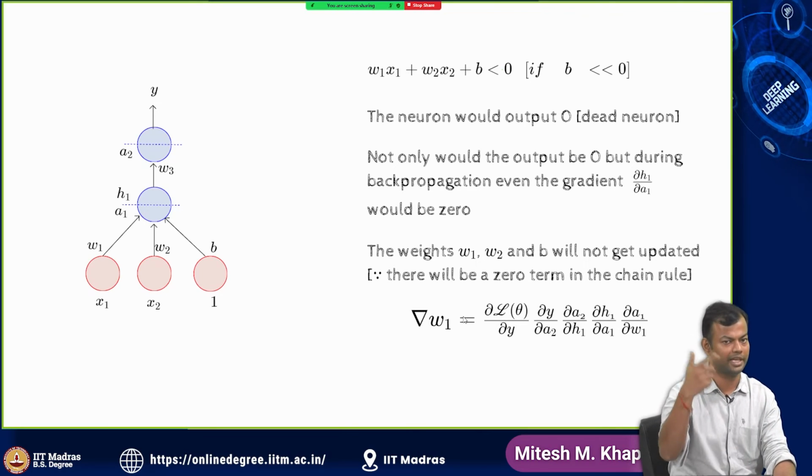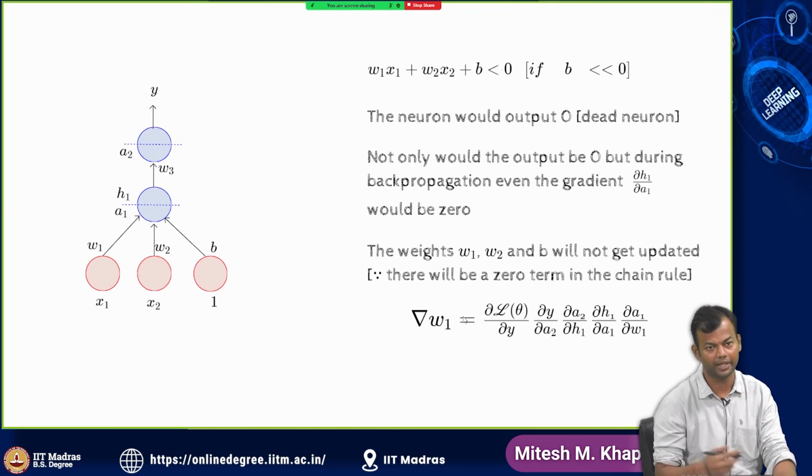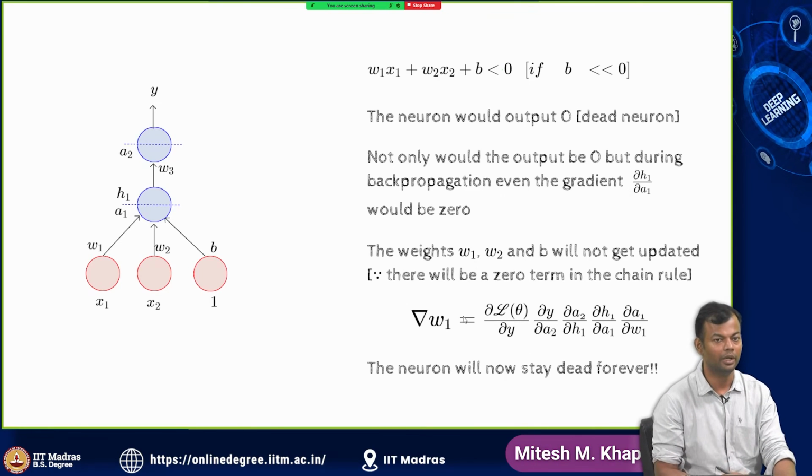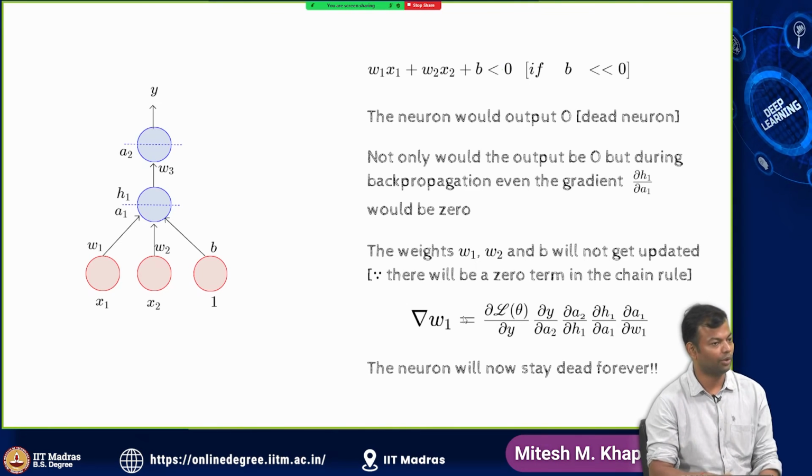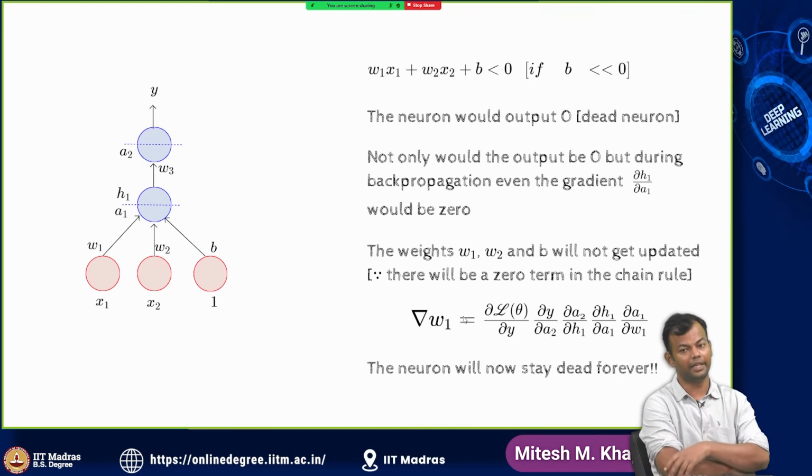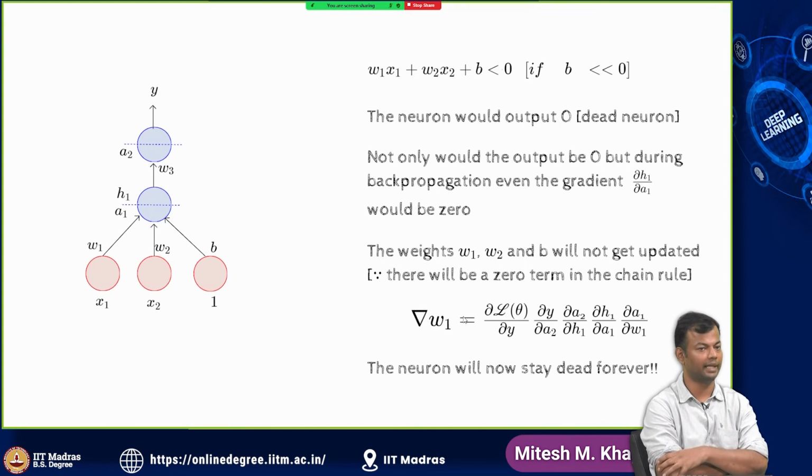So this is all just the explanation that I gave, I was speaking through it. This is all on the slides also. And this is the main point that I'm talking about now, right? That the neuron will stay dead forever, right? So why would that happen?